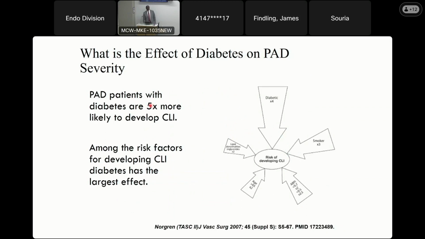And when you look at the effects of diabetes on PAD severity, PAD patients with diabetes are 5 times more likely to develop critical limb ischemia. And when you look at the risk factors for developing critical limb ischemia, diabetes has the biggest impact. So of course, this is one of the reasons why this endocrinologist who's interested in diabetes is interested in trying to better understand this.